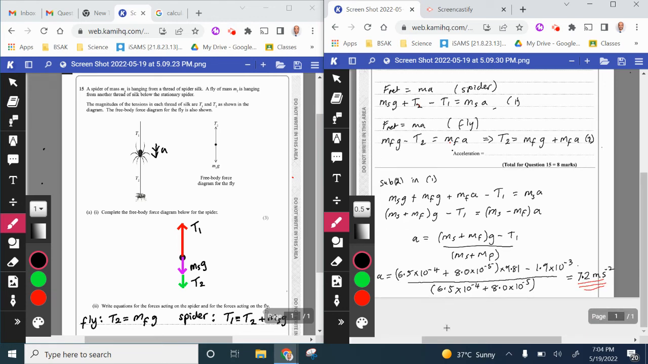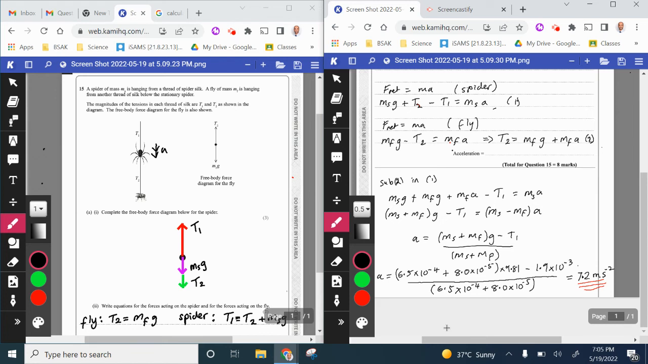So rearranging for acceleration, and then factorizing, what we see is that the acceleration is equal to the sum of the masses of each insect times g. That would be the weight, minus the tension T1, and divide by the sum of the masses of each insect. And putting all of that in, that gives us a value of 7.2 meters per second squared.